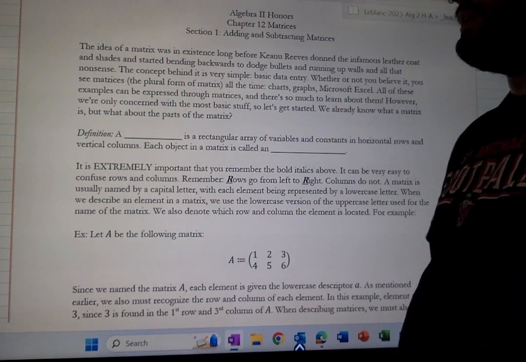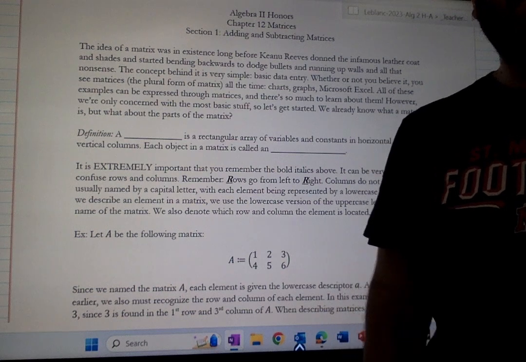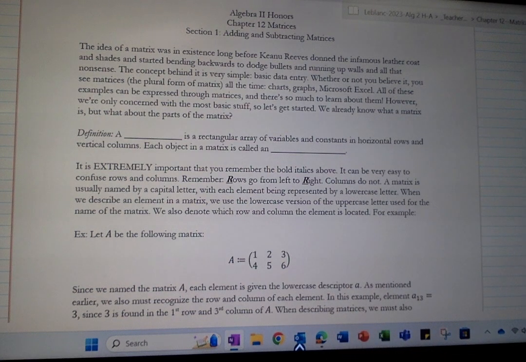All right, we're now transitioning over to Chapter 12 material. Chapter 12 is on matrices. Now, the idea of a matrix was around a lot longer than the actual movie The Matrix, and it's maybe not what you think. The concept behind it is very simple. It's data entry. Whether you believe it or not, we see matrices all the time: charts, graphs, even Microsoft Excel. All these examples can be expressed through matrices, but there's already so much that we can learn about them.